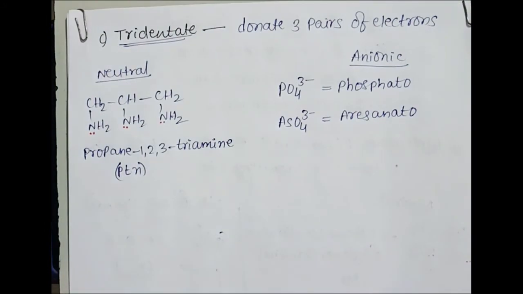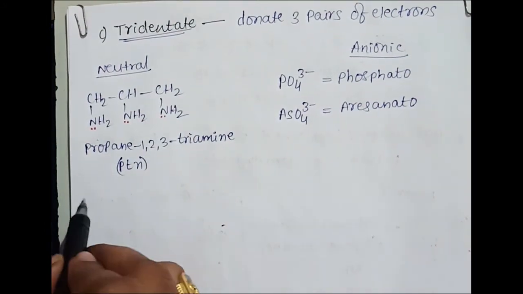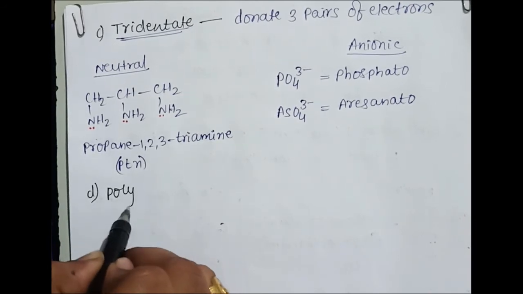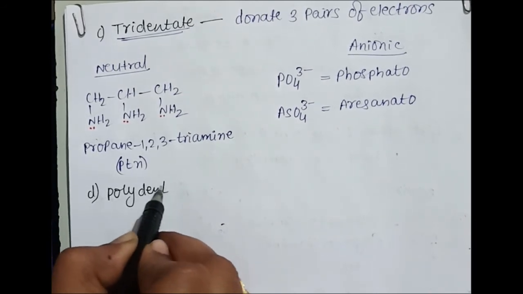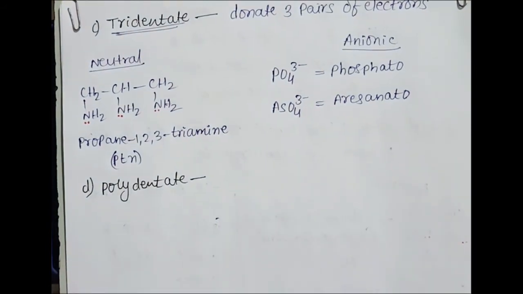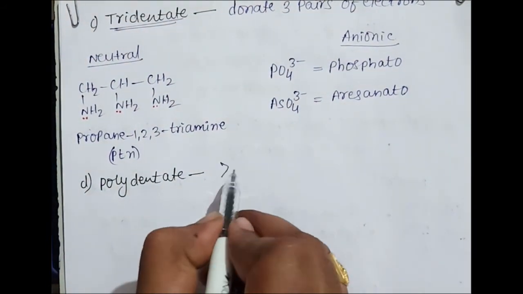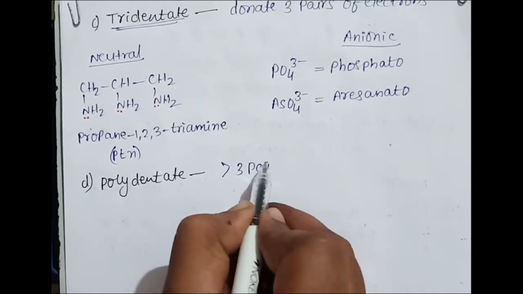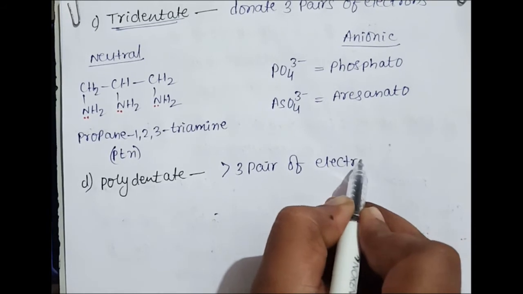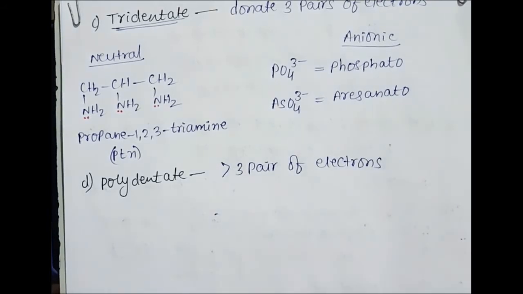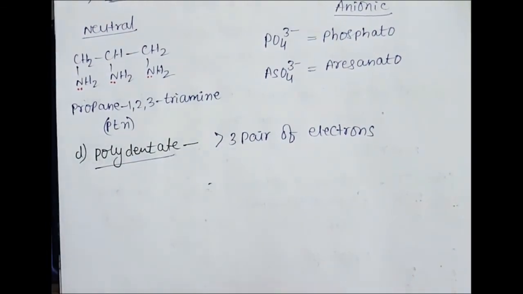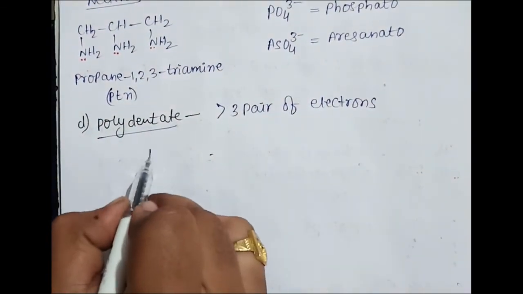Now the next one. After tridentate, we are not going to tetradentate; we simply call it polydentate ligand. A polydentate ligand is one which donates more than 3 pairs of electrons to the central metal. That is called a polydentate ligand. Now, the example for a polydentate ligand is EDTA.